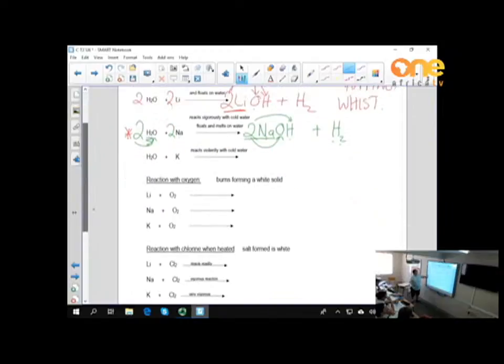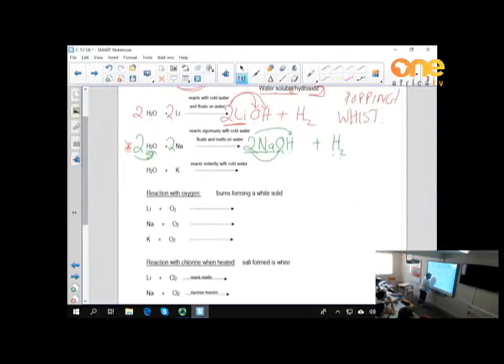How would the next one look? Exactly the same. I can go and write them. I am going to get potassium hydroxide plus hydrogen. And once again, I'm going to take 2 of them, and I will get 2 of them. All right. Any questions on that?